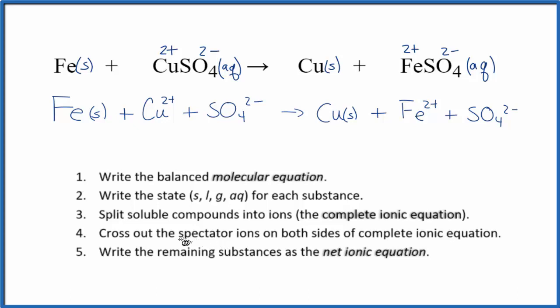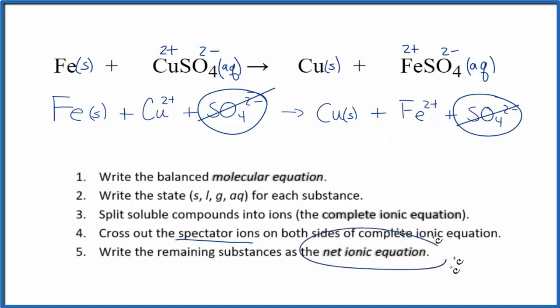Next, we're going to cross out what are called spectator ions. These are ions that appear on both sides. So we have Fe solid, but over here we have Fe2+. Those are very different. We can't cross those out. We have Cu2+, but here it's a solid. Can't cross that out. The sulfate ion, though, we have that on both sides, so that's not changed. We're not interested in that. We're going to just cross it out here.